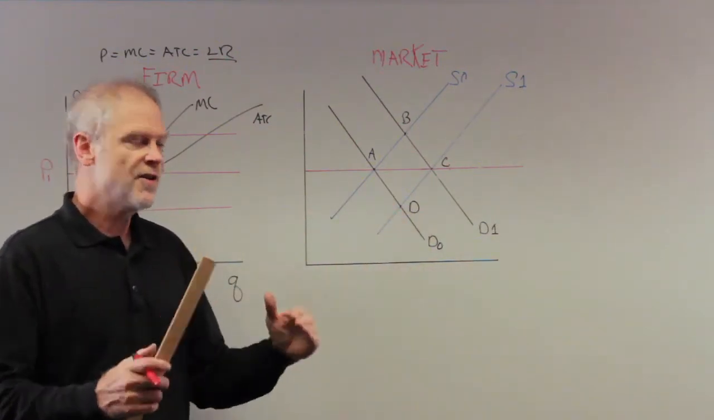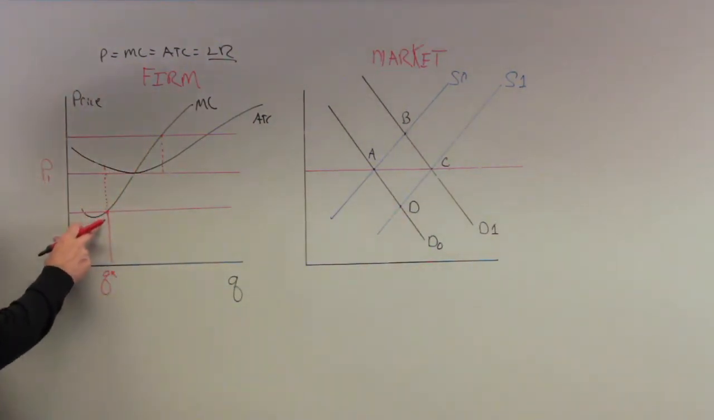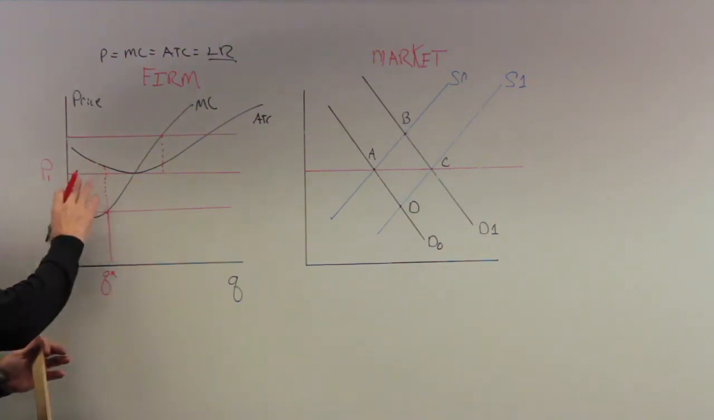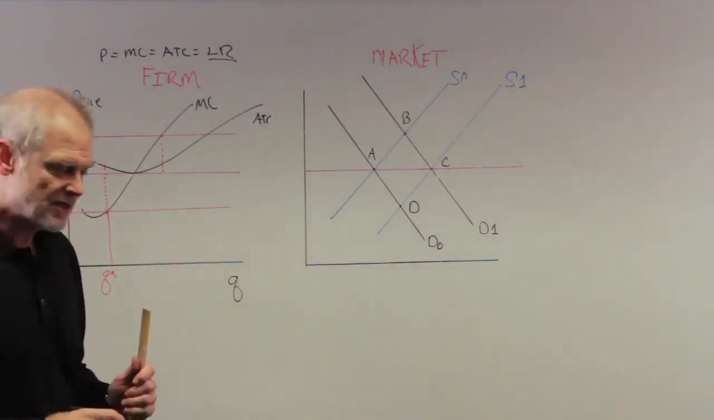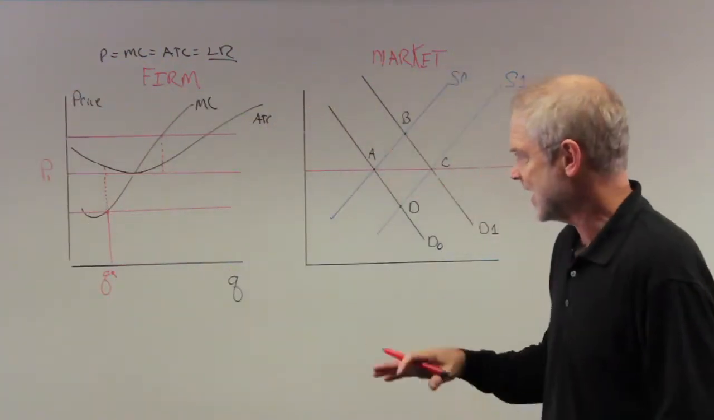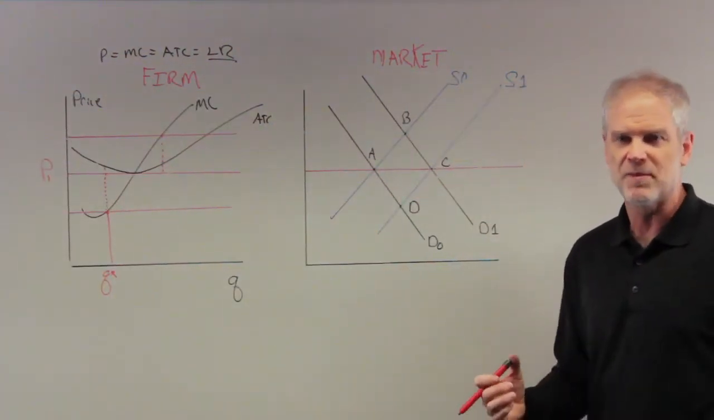Price goes down, firms try to optimize by going to the place where price equals marginal cost, but they're losing money. What's going to happen in the long run? In the long run, this can't exist, right? You can't lose money in the long run. No one's going to lend you money.